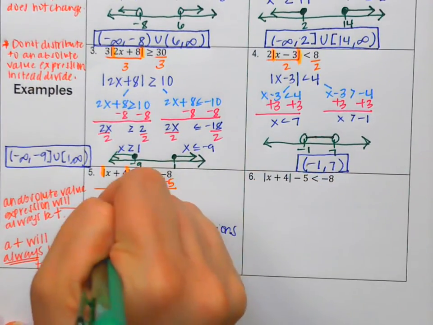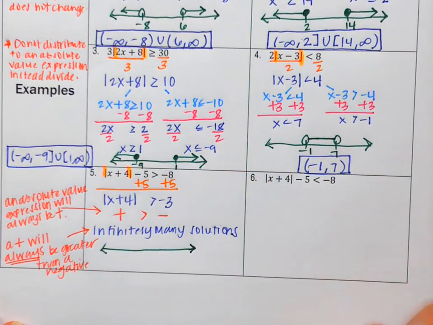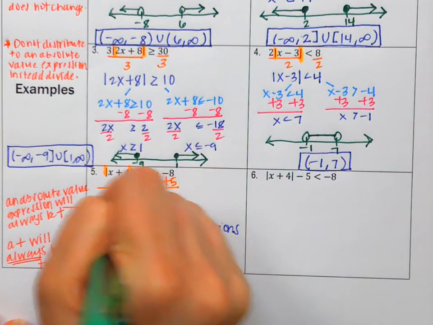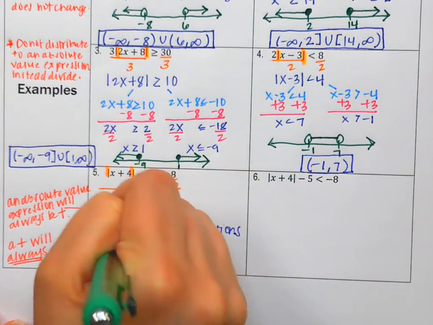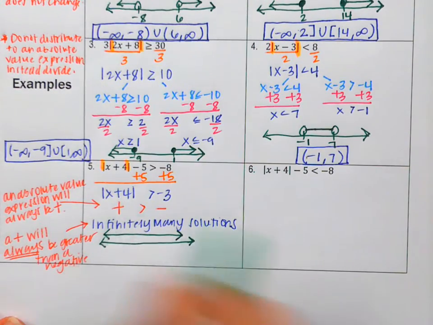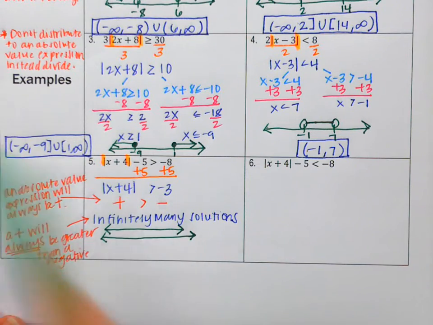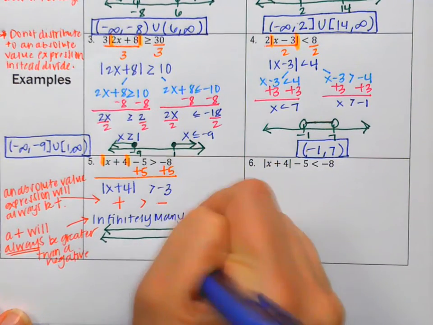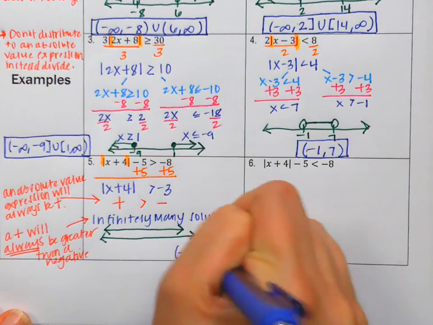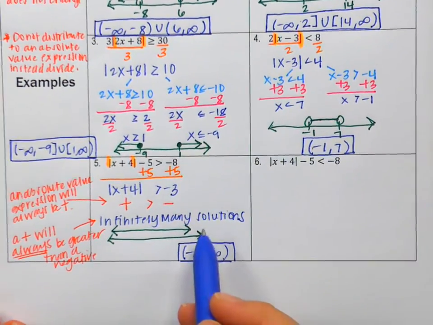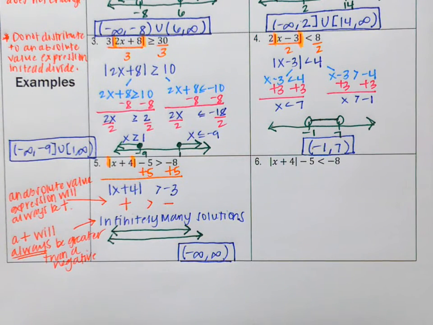So the graph, all it is, is infinitely many solutions. So it's basically a number line with an arrow going in both directions. And so we write that it's going in the negative direction forever and the positive direction forever. So we write that as negative infinity to positive infinity. And so that one is infinitely many solutions, or all real solutions would be the same thing. But this is how you would write it in interval notation.